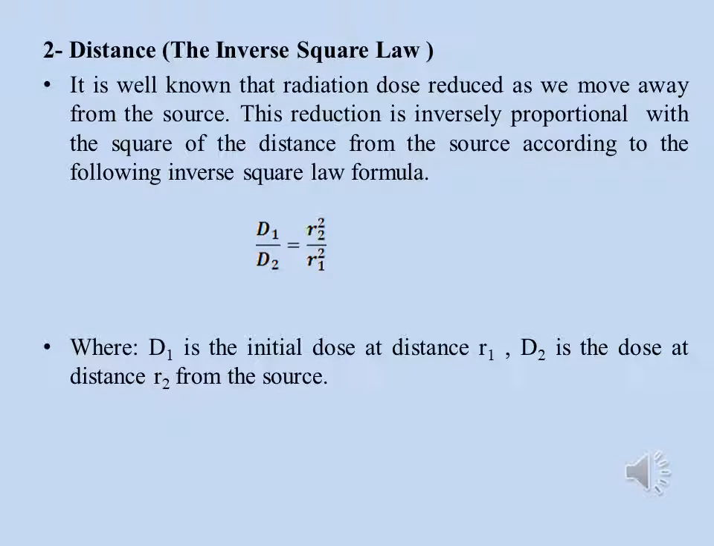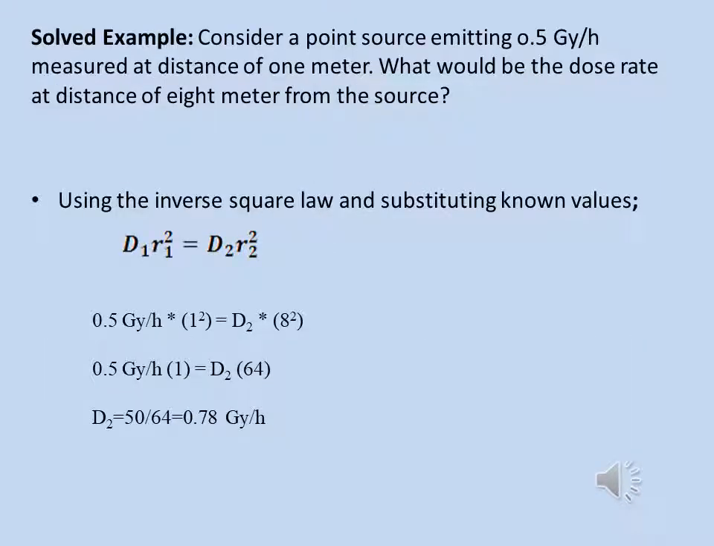2. Distance, the inverse square law. It is well known that radiation dose is reduced as we move away from the source. This reduction is inversely proportional to the square of the distance from the source, according to the following inverse square law formula. The ratio of the dose, d sub 1, at distance r sub 1 from the source to the dose d sub 2 at distance r sub 2 is equal to the square of the ratio of r sub 2 divided by r sub 1. This is the so-called inverse square law. Solved example, please follow the solution carefully.